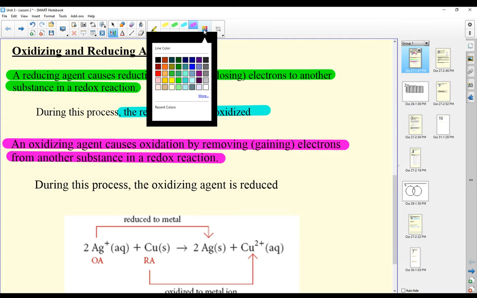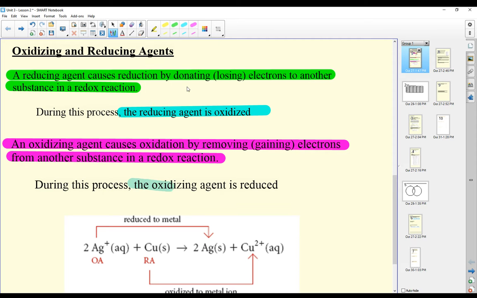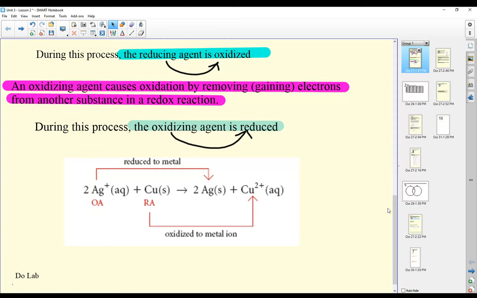Switch my highlighter pen here to, let's go light blue. During this process, the oxidizing agent is reduced. All right, so you kind of have to work those backwards in your head. Whereas the reducing agent is oxidized and the oxidizing agent is reduced. What that means is that the oxidizing agent is good at encouraging oxidation. The reducing agent is really good at encouraging reduction. However, though, to do that, the reducing agent has to be oxidized. The oxidizing agent has to be reduced.